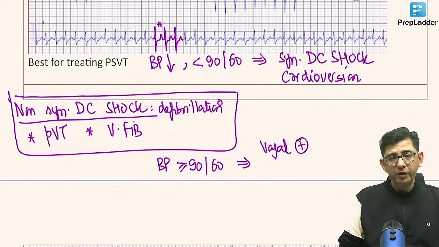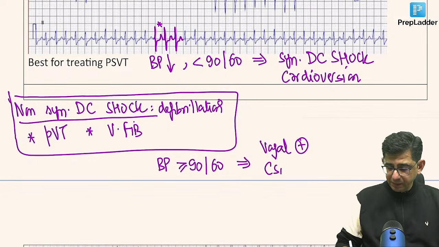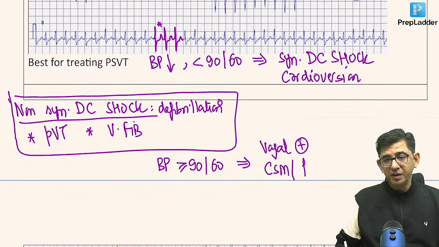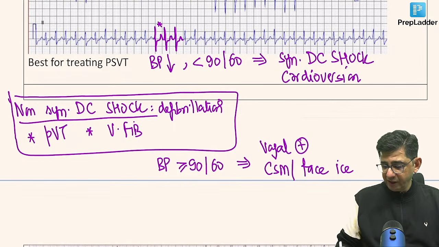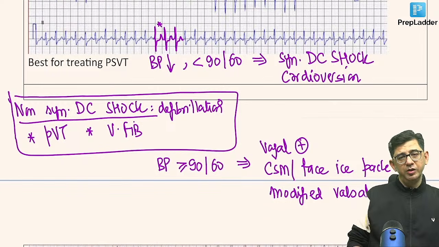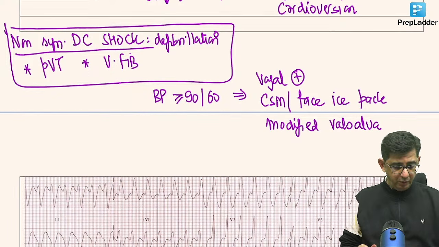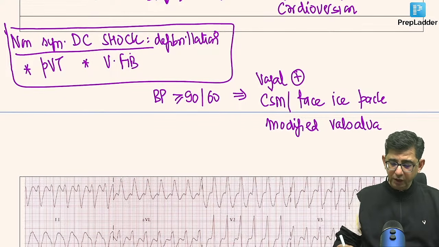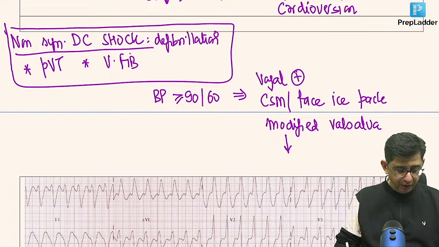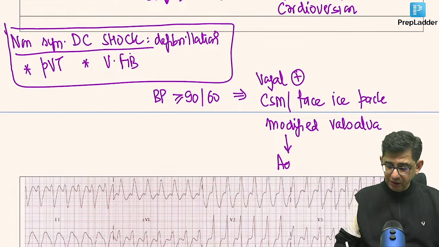Now, how do you go for vagal stimulation? You can go for carotid sinus massage, which I'll write as CSM. You can go for a face ice pack. You can go for a modified Valsalva maneuver. Any of the three can be given in a question. If you are having to select one, then carotid sinus massage would be a decent answer for adults. For children, it can be a face ice pack. So carotid sinus massage, face ice pack, and a modified Valsalva maneuver would be a good one to go ahead with here. And then subsequently, what we are going to do is give adenosine.